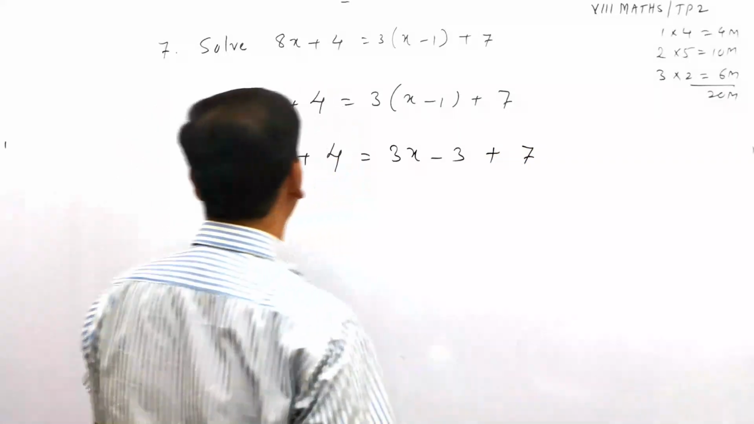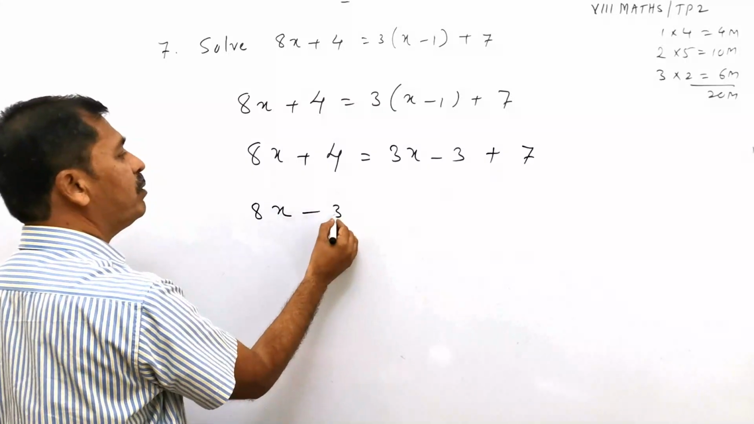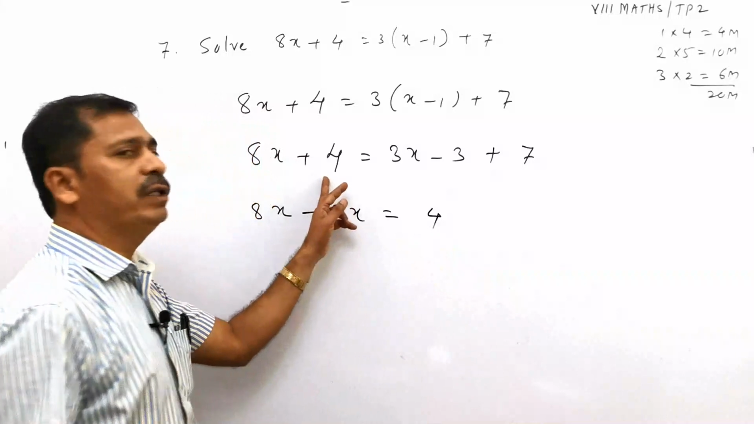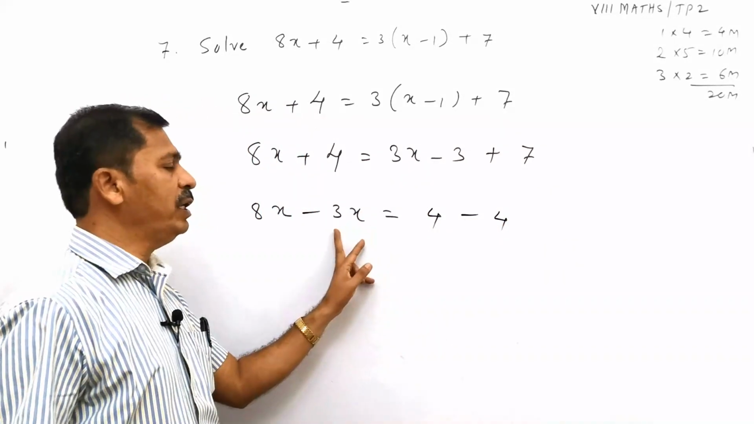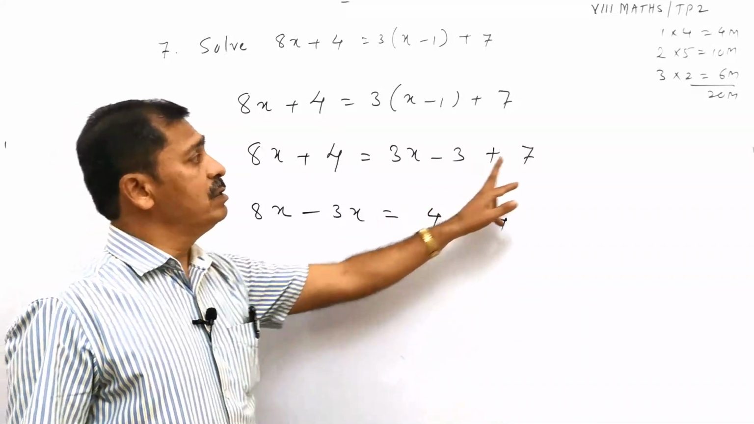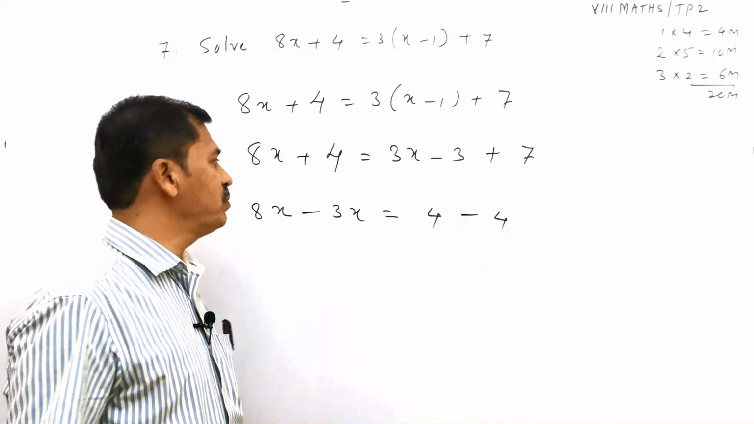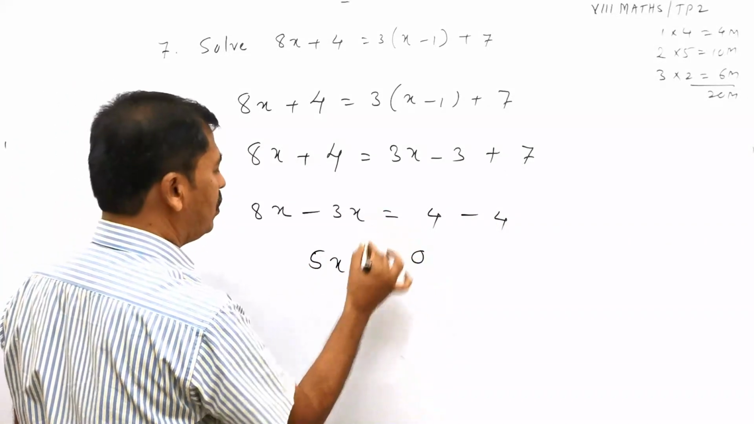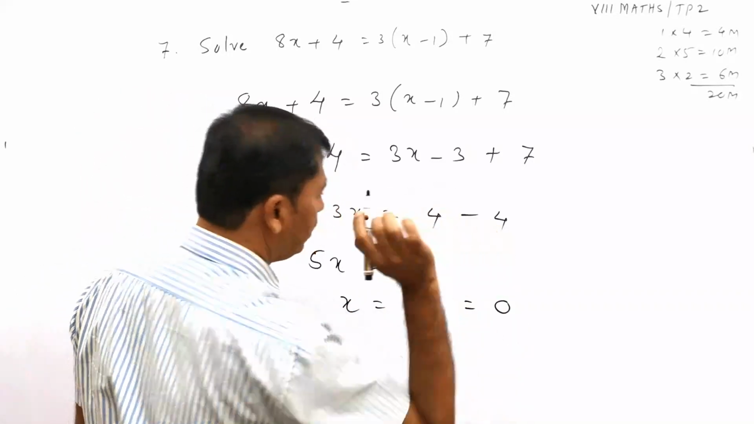Plus 7. Collect the variables on one side, 8x. Take 3x to this side, it becomes minus 3x. 7 minus 3 is plus 4. Take this 4 to that side, it becomes minus 4. See once again, 3x I have taken to this side. 7 minus 3, 4. This 4 is shifted to that side, it is minus 4 here. So 8x minus 3x is 5x. Again it is 0. So x is equal to what you are getting? 0 divided by 5. So the answer will be 0 here.